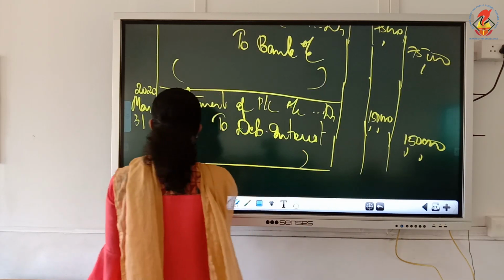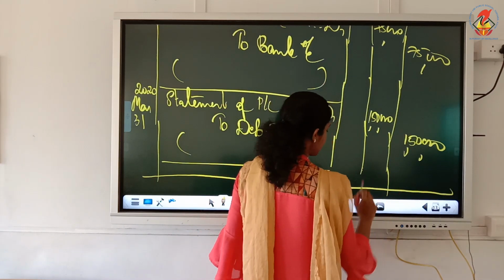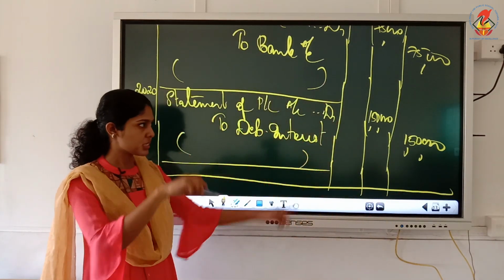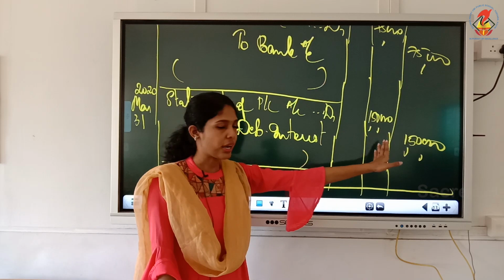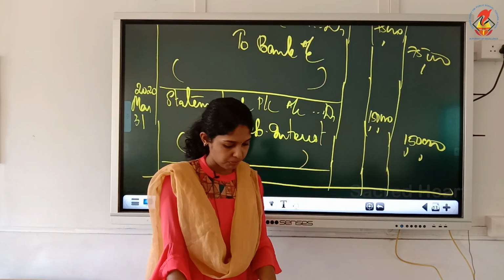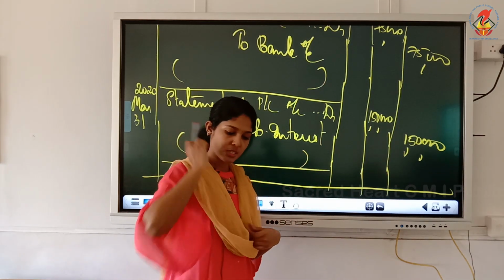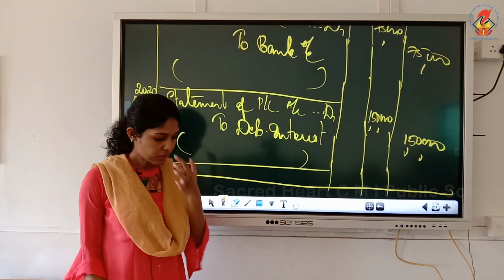So this is how you have to do that debenture interest question. This you have to add and write. For 1 year it will become 1,50,000. Next we will work out illustration 34, the very next question.